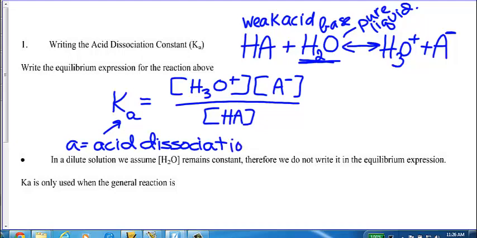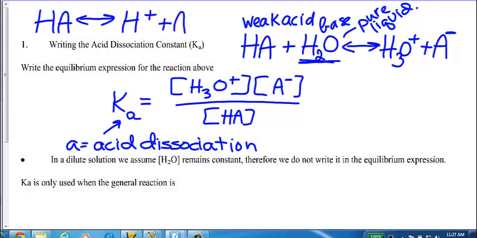More often, though, when we write a weak acid dissociating, I do not include the water since it's not part of the equilibrium expression. So it's easier and honestly more acceptable to just write HA goes to make H plus and A minus. And so what you would get if you were writing the Ka for this expression is Ka equals concentration H plus times concentration A minus over concentration HA.